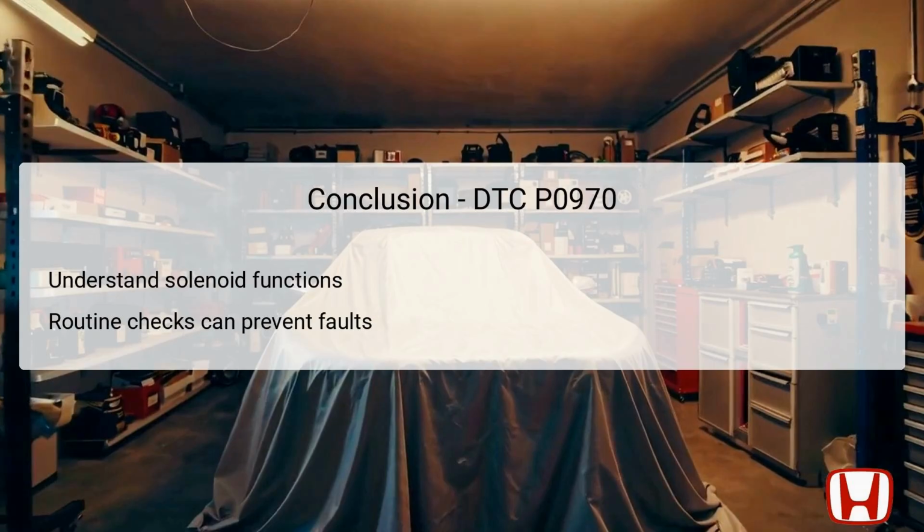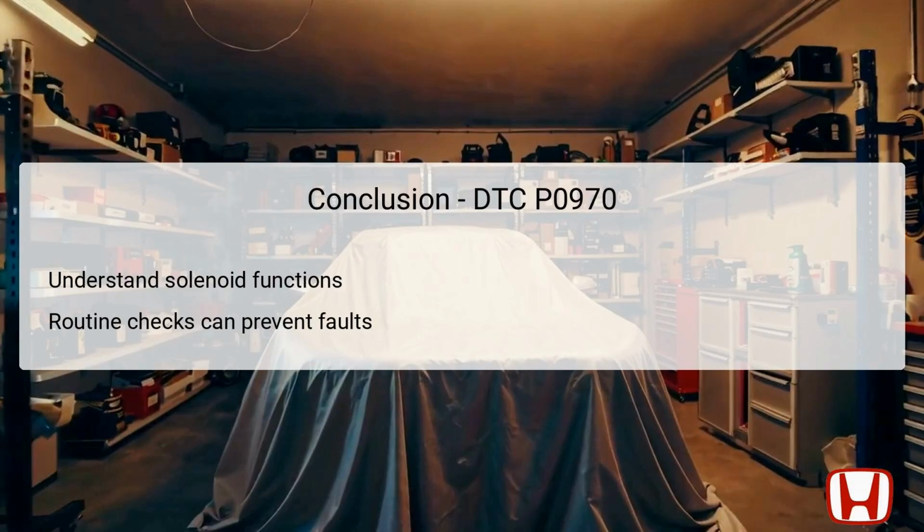In summary, understanding the role of the CVT clutch pressure control solenoid is essential for diagnosing issues related to DTC P0970 effectively. This code signifies a malfunction in the solenoid circuit, impacting the vehicle's transmission functionality. Recognizing potential causes, such as open circuits or TCM failures, helps technicians pinpoint the root of the problem quickly.